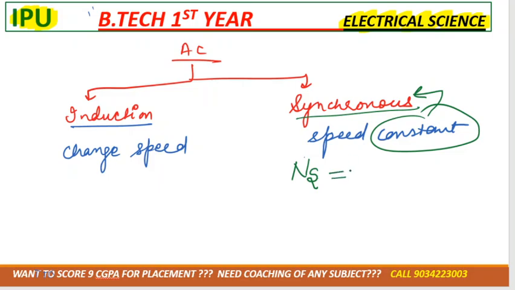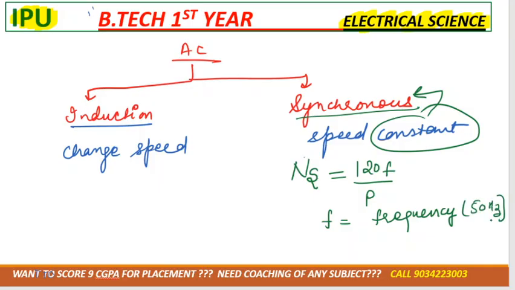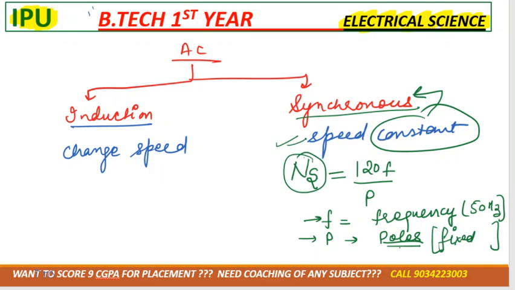So what is the formula for that? That is 120 F divided by P. What is F over here? F is the frequency. Okay, as you know, in India we are using 50 hertz frequency, so frequency won't change, so frequency is fixed. What is P over here? P is the number of poles, and you all know if we have made the machine, then we can't change the poles also. That means poles is also fixed. So if poles is fixed and frequency is also fixed, then speed will also remain fixed.